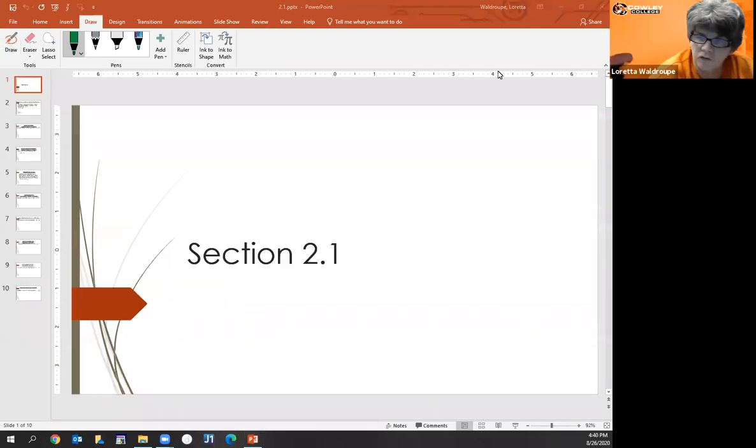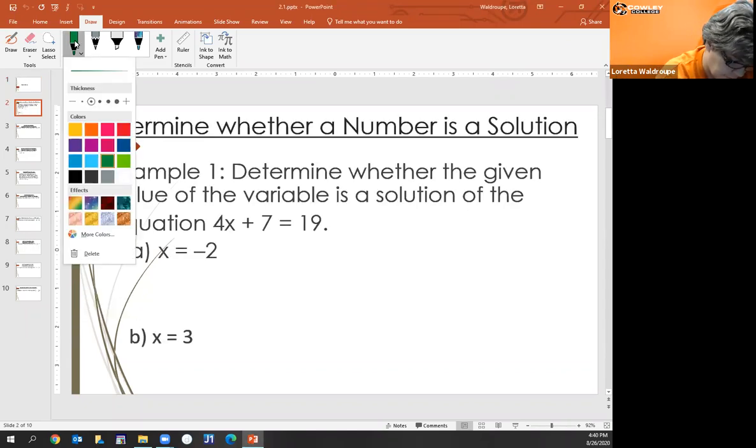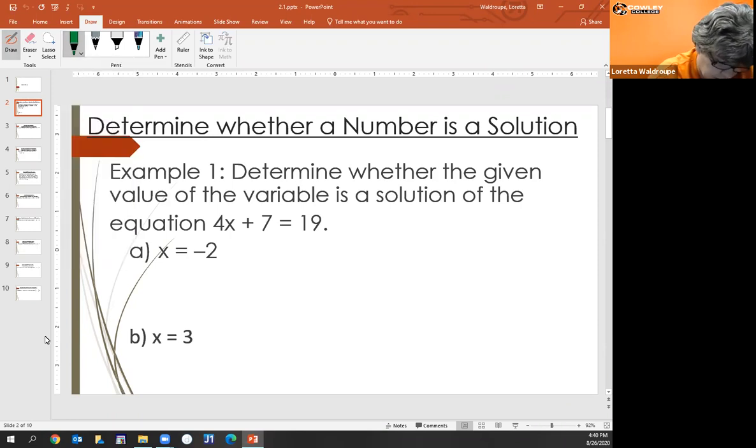This is your lecture for Chapter 2, Section 1. To determine whether a number is a solution to an equation, okay? In the last section, we talked about expressions which didn't have an equal sign. An equation includes that equal sign.